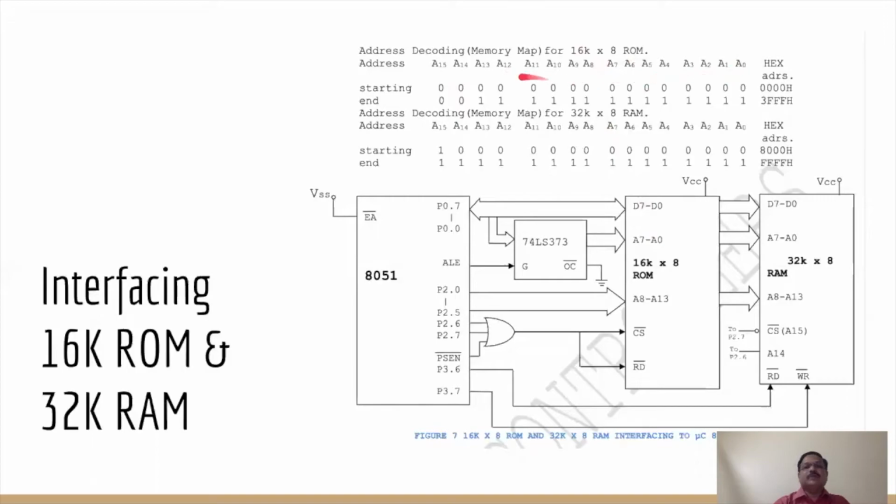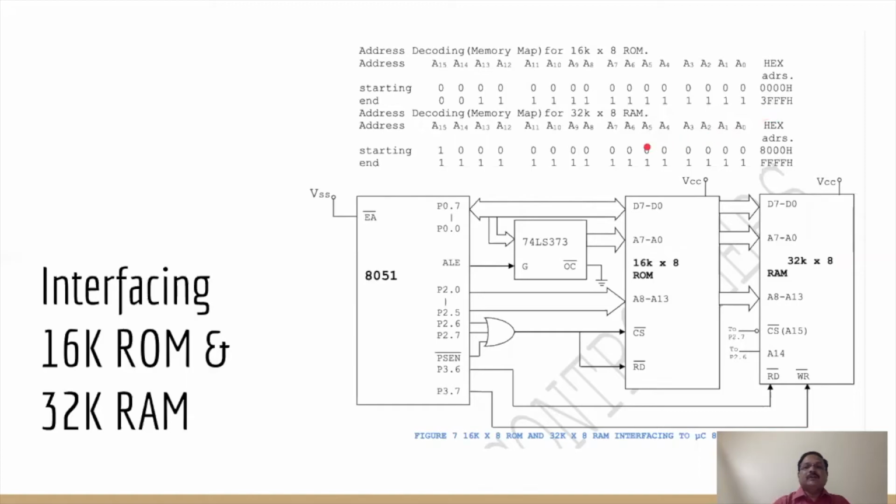From A0 to A15, you have to write the address, and the starting address is taken as 0000, and you can see up to A13. So starting from 0, when all bits are 1, 1111, the address will be 3FFF. That is the end address for this EPROM, right?